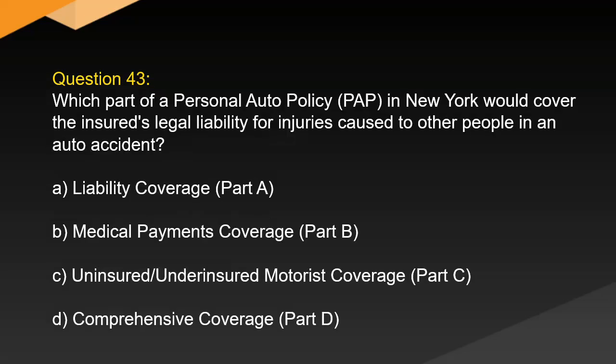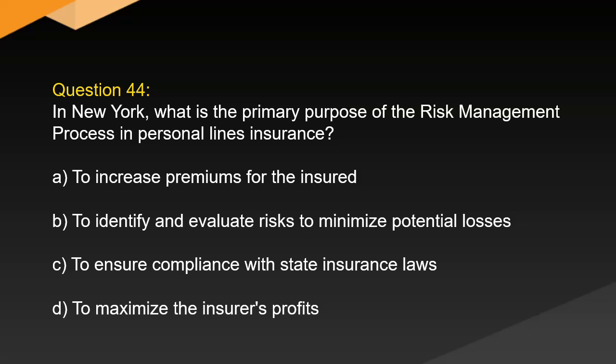Question 43. Which part of a personal auto policy, PAP, in New York would cover the insured's legal liability for injuries caused to other people in an auto accident? A. Liability coverage, Part A, B. Medical payments coverage, Part B, C. Uninsured underinsured motorist coverage, Part C, D. Comprehensive coverage, Part D.